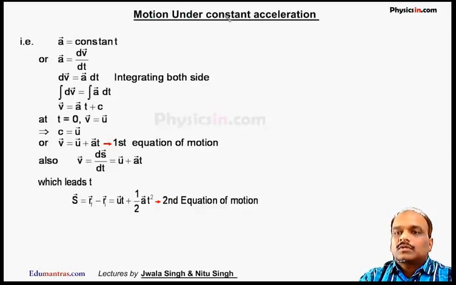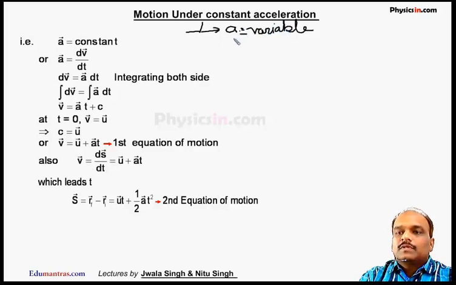Now, motion under constant acceleration. Here we will discuss the motion of a particle when acceleration is constant. There are two types of motion, one where the acceleration is constant and the other where acceleration is variable, which we will discuss later.